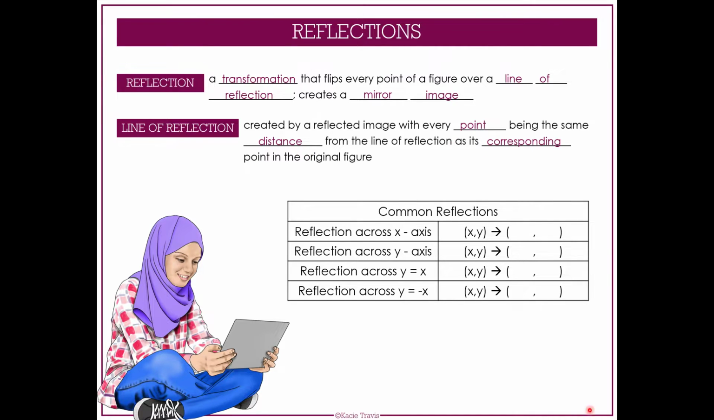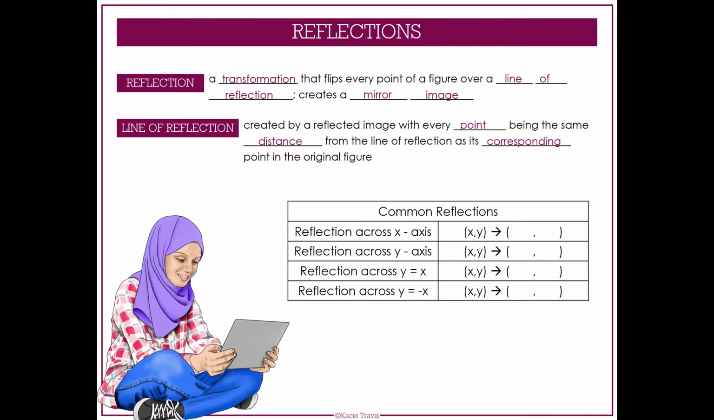So here's some common reflections here. We're dealing with the first four lines that we talked about. These are the most common ones. And if you're dealing with any of the other reflections that aren't on this, that means that you have to just make sure that your original point and your new point both are the same distance away from the line of reflection.